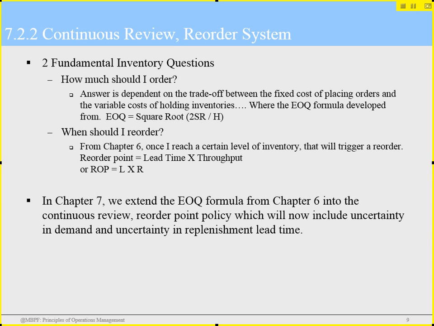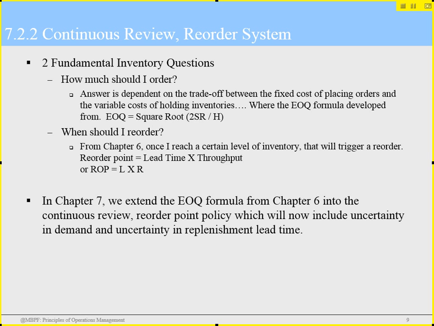Okay, and our formula for that, you're going to need it for this, and when you go back and do those chapter 6 problems, is the square root of 2 times your setup costs times your annual demand divided by H, where capital H is going to be your unit cost times your inventory carrying cost, right? And all that's back in chapter 6 if you need to do a quick review on that.